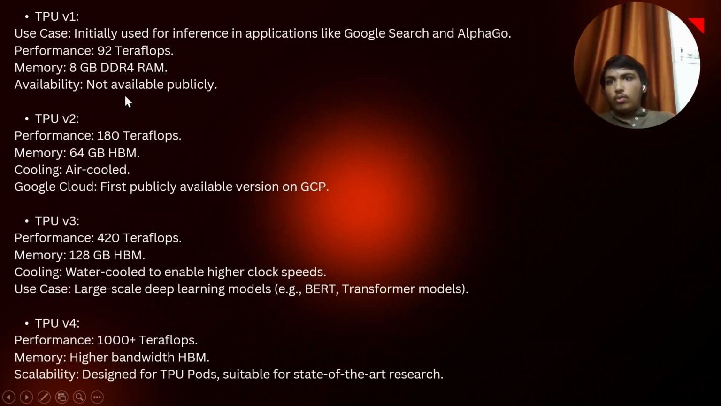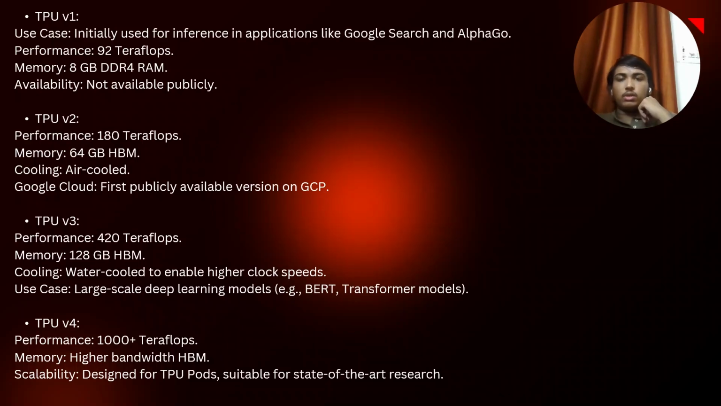Now, TPU version 1. Initially used for inference in applications like Google Search and Alphabet. Their performance we have already discussed, performance and memory, in the last slide. Availability: they are not available to every individual. TPU version 2 contains an air-cooled unit, and it is Google Cloud's first publicly available version. So TPU version 2 is available to the public.